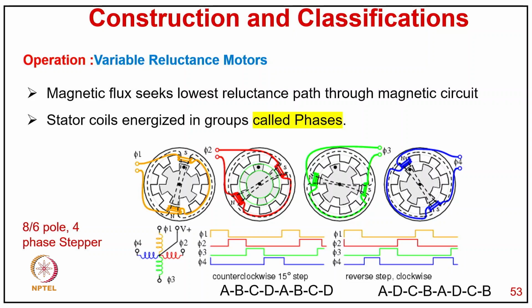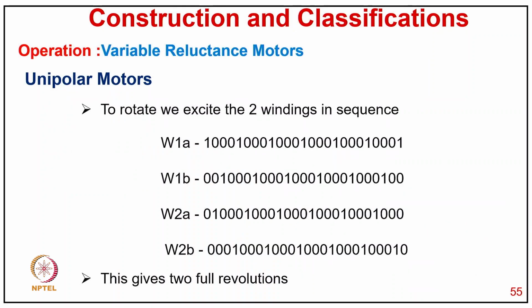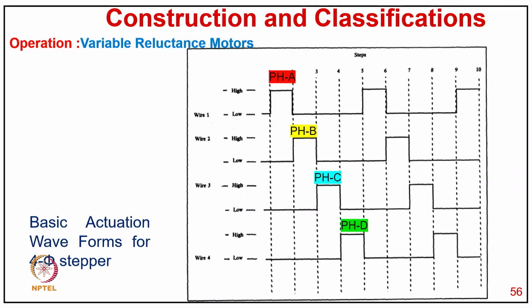The magnetic circuit and stator coils are energized in groups called phases. As you can see, for the 8x6 4-phase stepper motor, the excitation sequence is A, B, C, D, or if you want to reverse the rotation, A, D, C, B, A. Now this variable reluctance motor we normally also call a unipolar motor. Typically it has 2 coils, each with a center tap, and the center tap is connected to the positive supply, and the ends are alternately grounded through a solid state switch, maybe a transistor or MOSFET, and it typically has low torque. This is the way of exciting the winding poles. It gives the full rotation with such excitation, and then there is the basic actual waveform for this 4-phase kind of stepper motor.